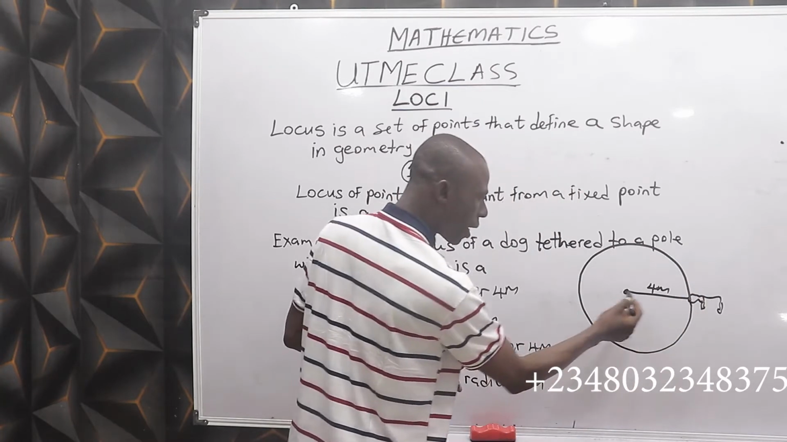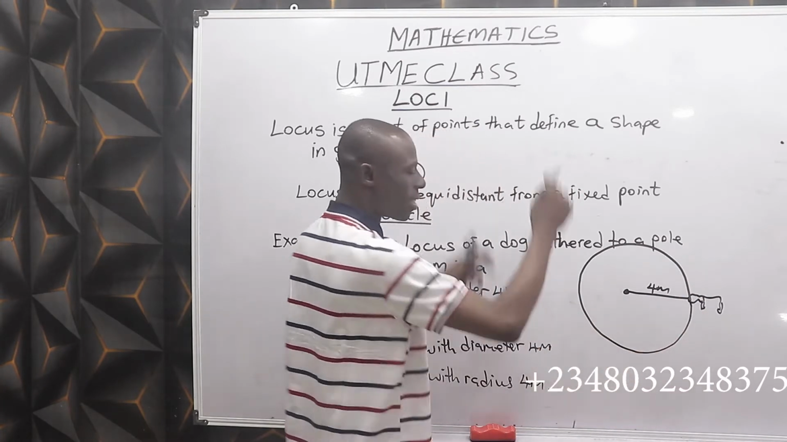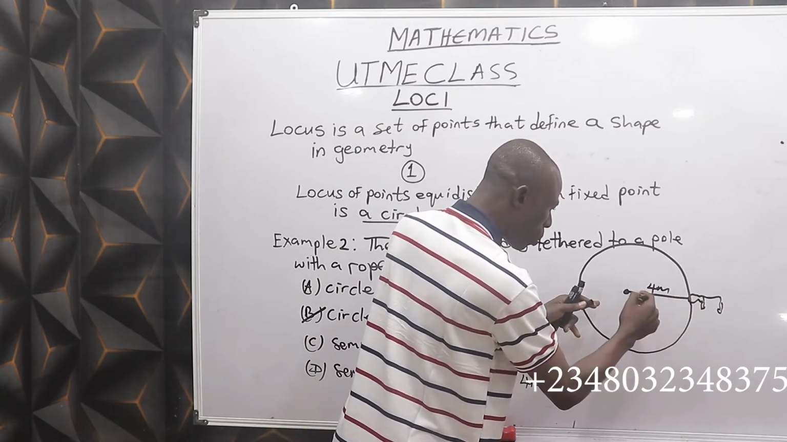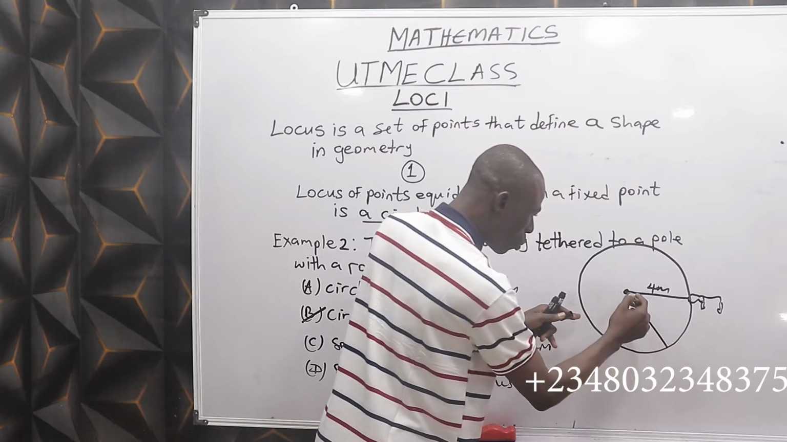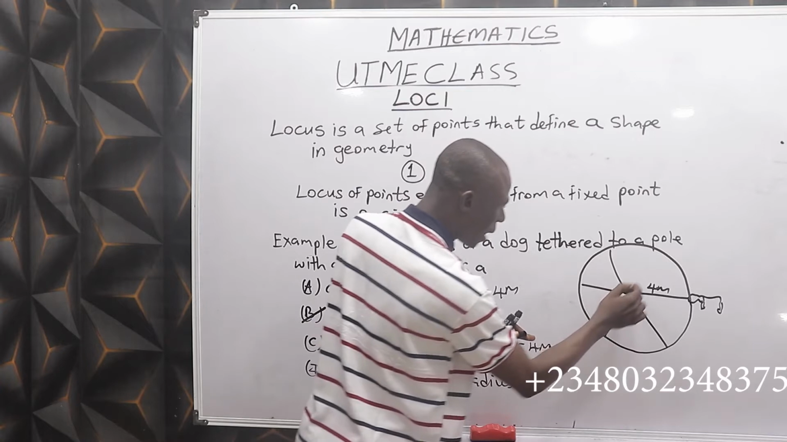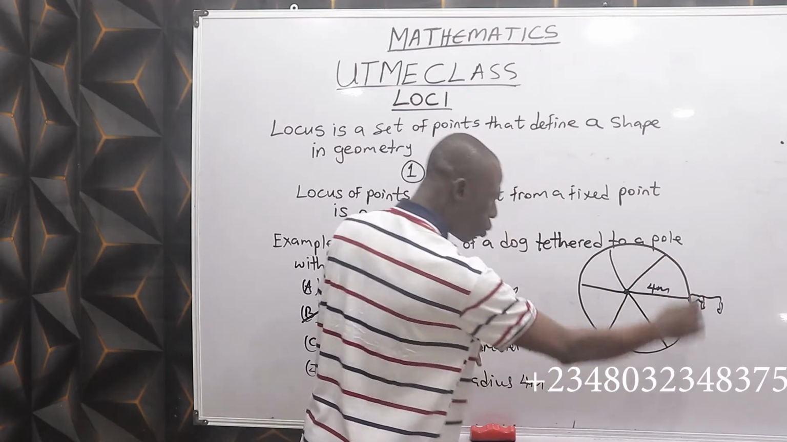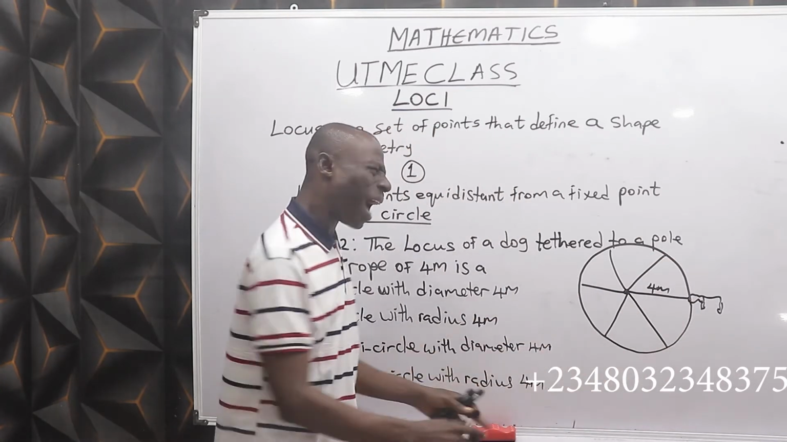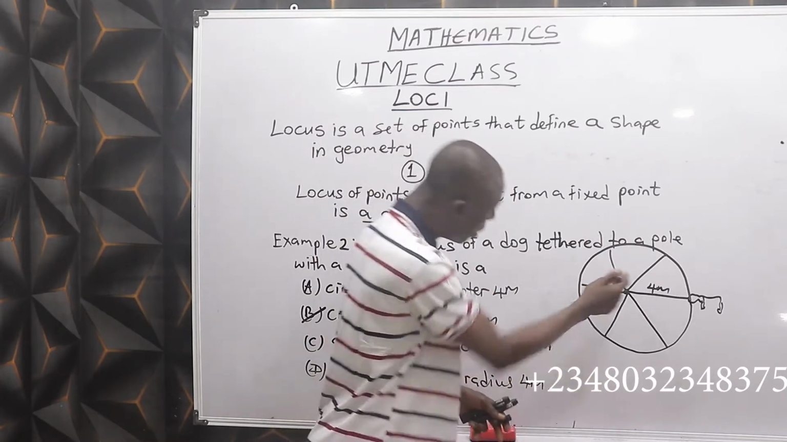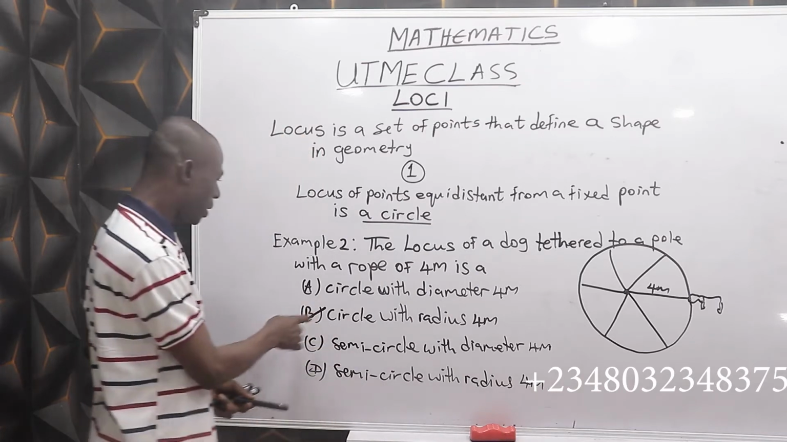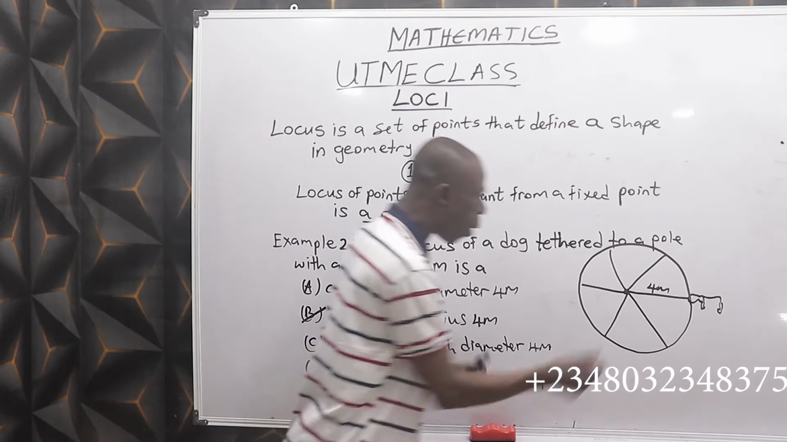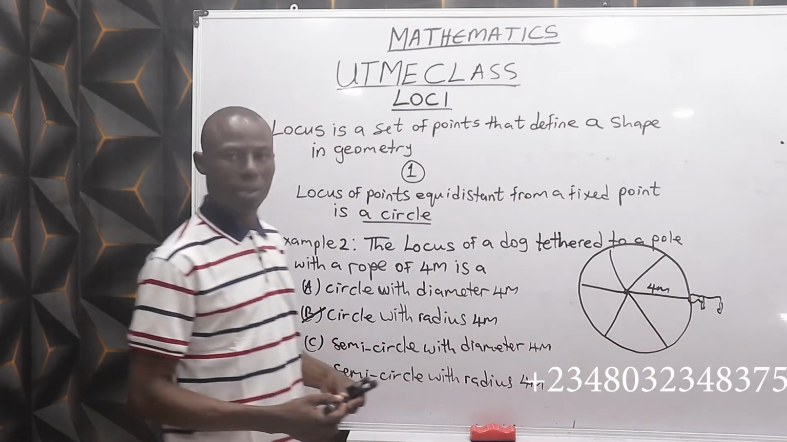place. You see, the radius 4 meters is the extent the dog can go. If the dog chooses to come like this, the rope will be moving alongside like that, and the dog cannot go further than that. And this shape made by the merry-go-rounding of the dog will be a circle. That is why the correct answer is option B. And that circle will always be of radius 4 meters. That is it.